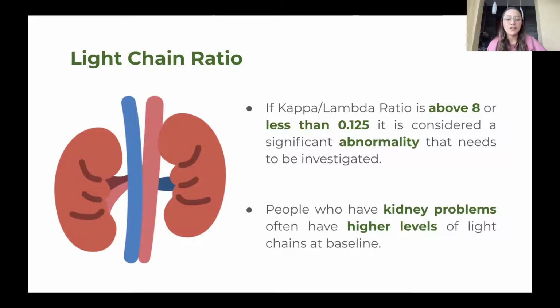And the light chain ratio is important for people who had kidney problems because often they have higher levels of light chains at baseline. So just by the kidney disease, at the beginning of multiple myeloma, they could have higher levels, which do not mean that it's because of the myeloma, but it's because of the kidney disease. So especially in people with kidney problems, it's important to focus on the ratio. And this is also important to focus on in the beginning, at the moment of diagnosis, because after that, you can only focus on the light chains from your subtype.